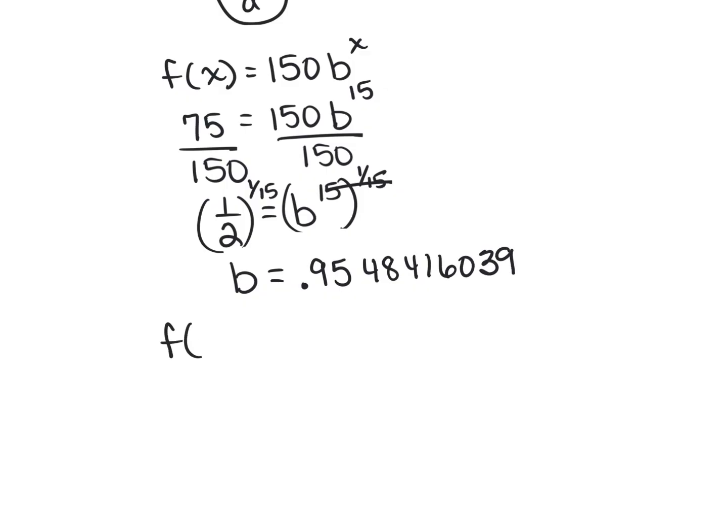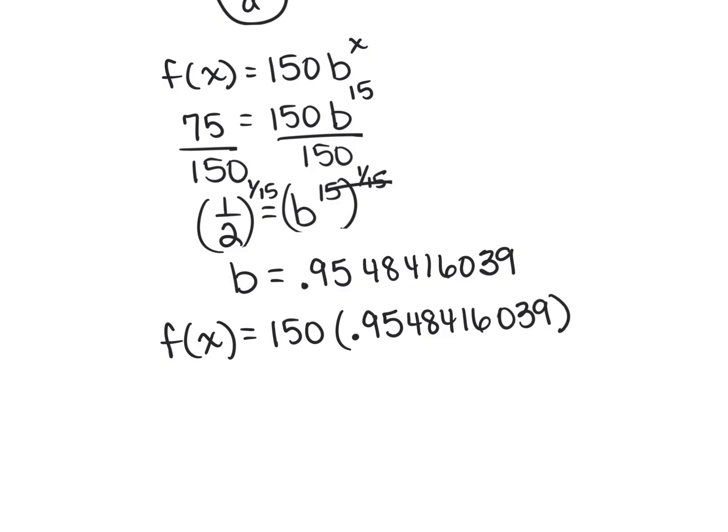So my equation for this radioactive substance is f of x is equal to 150. My base is the big long decimal we just found. If it doesn't tell you where to round, you're just going to go ahead and type them all. And then that's raised to the x power. Now this is the equation that models how this substance is going to decay.